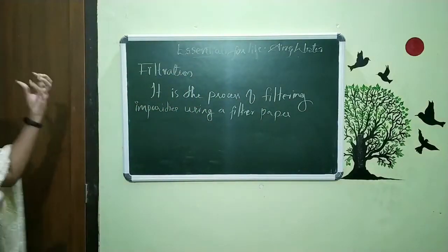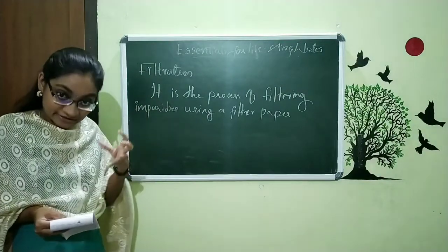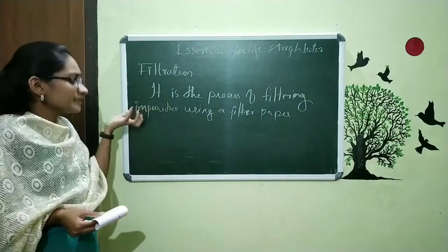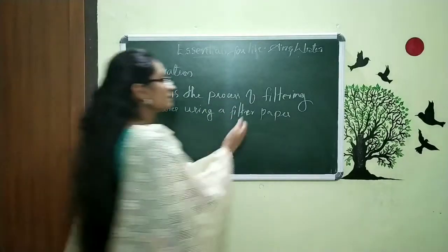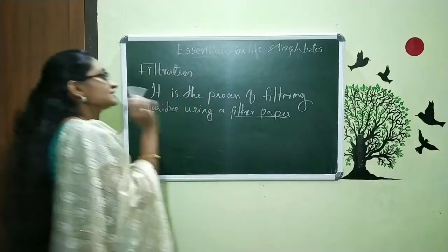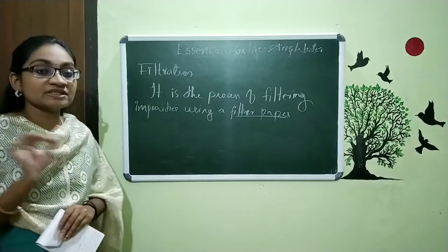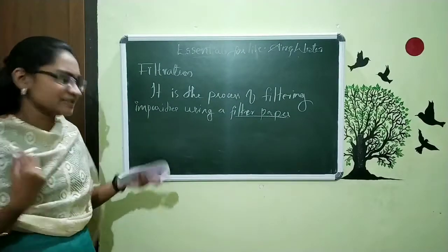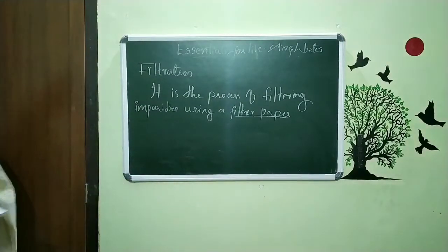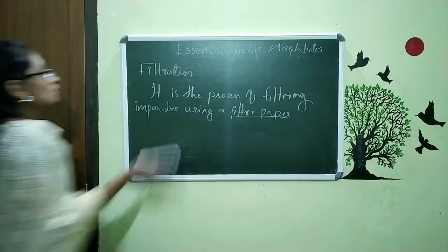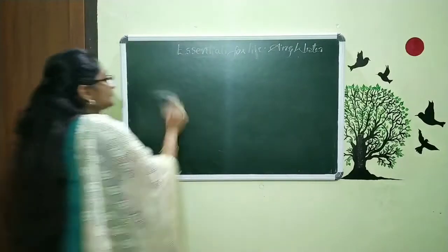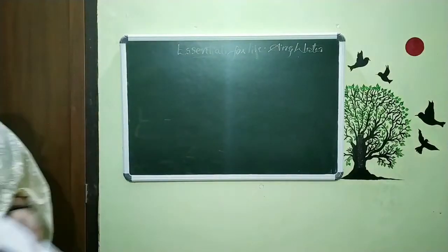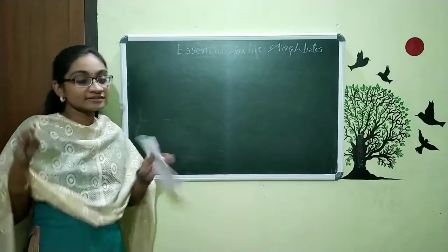It is the process of filtering. Here we are doing the filtration, or filtering impurities, using a filter paper. What are we using? We are using filter paper. So this is the process of filtering impurities using filter paper. Very simple definition. So this is all about our filtration. Now we can say that the topic of separation of impurities, that is the insoluble substances, is over.